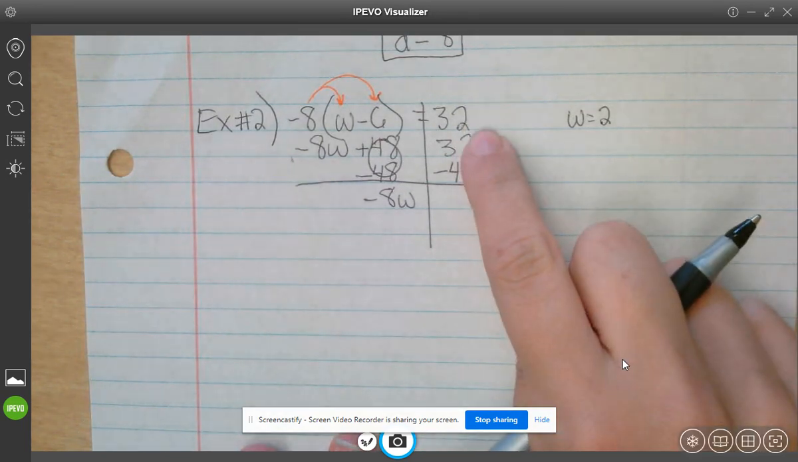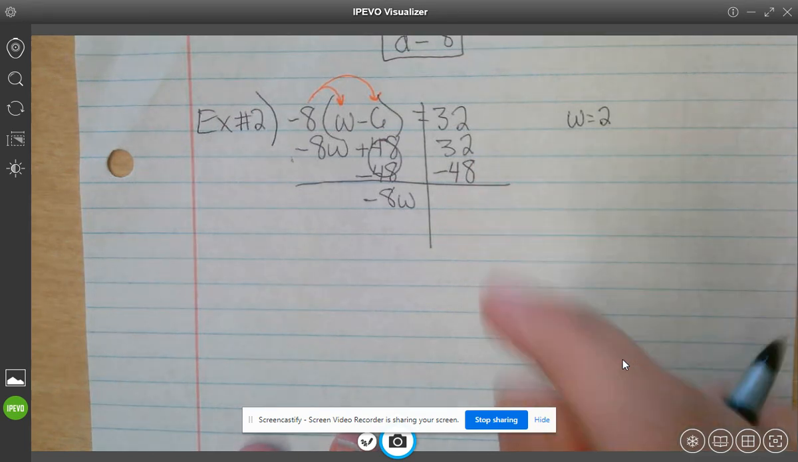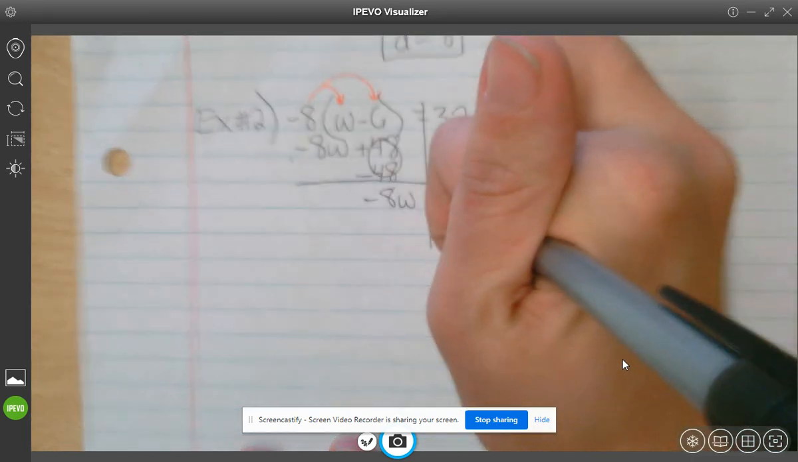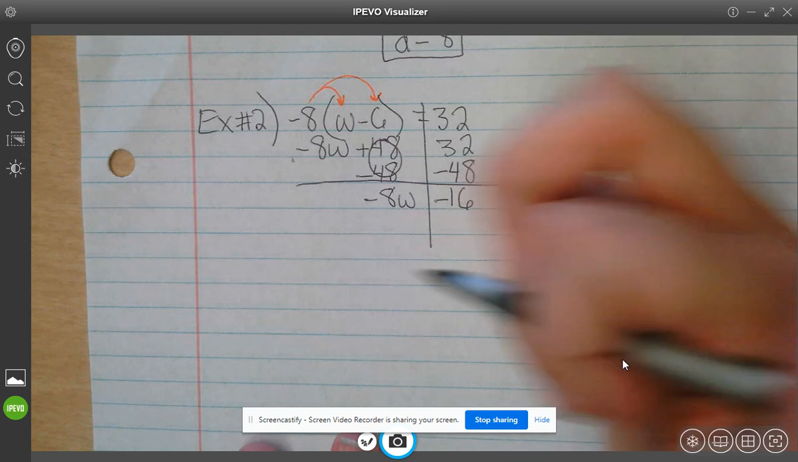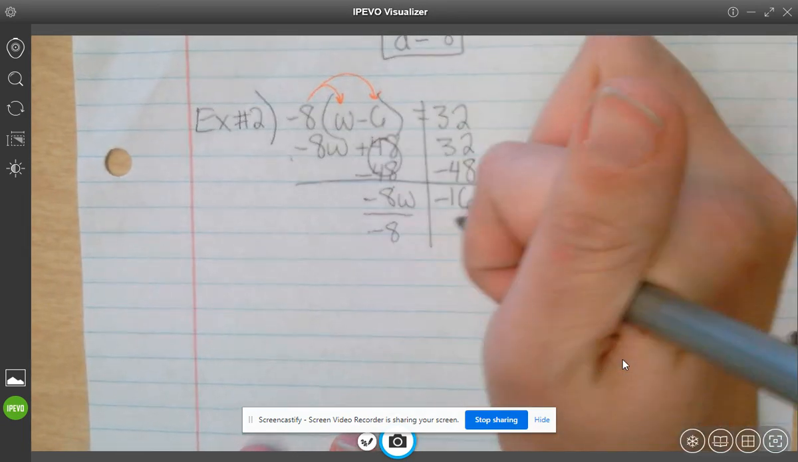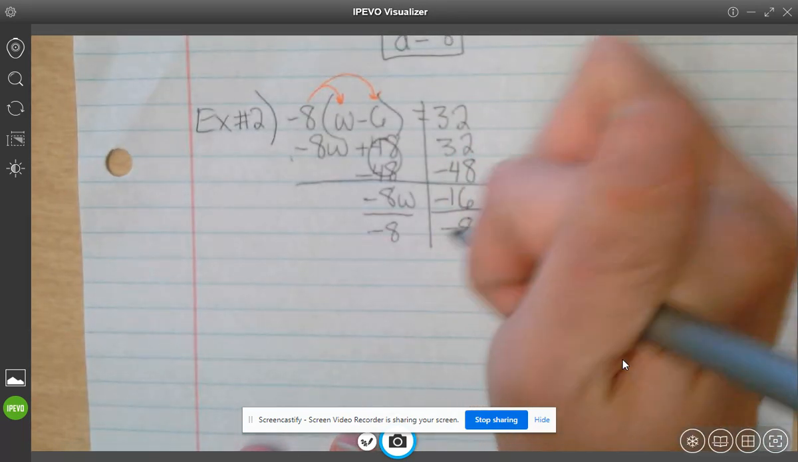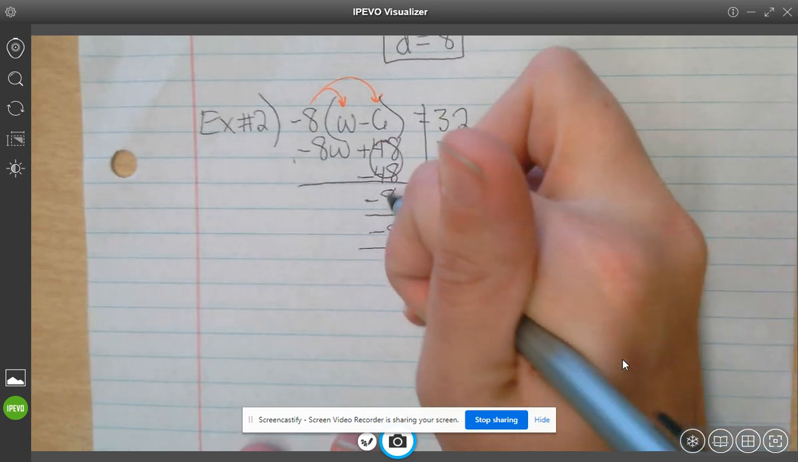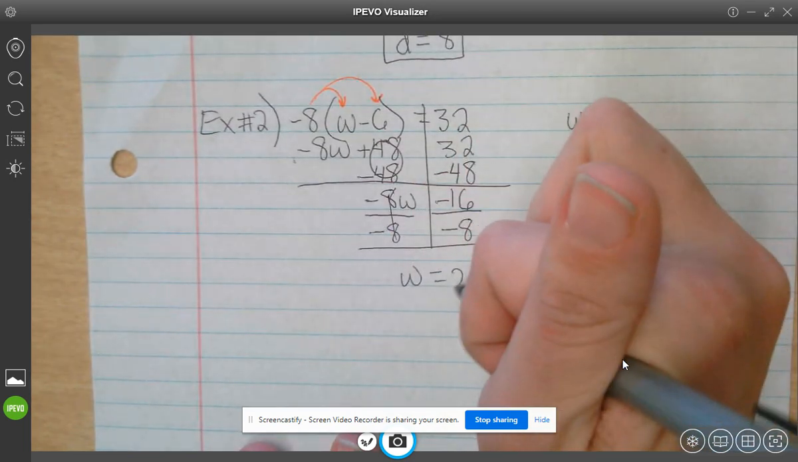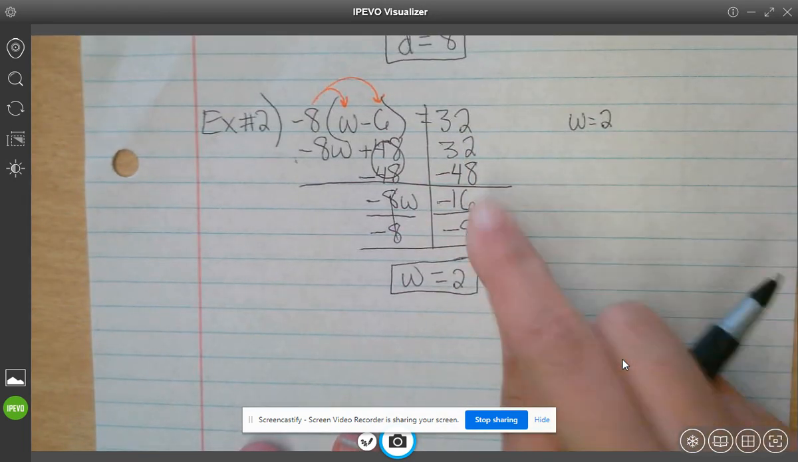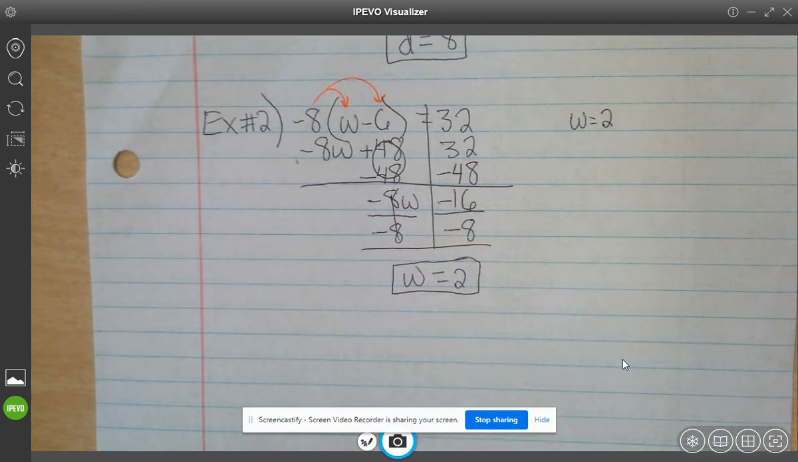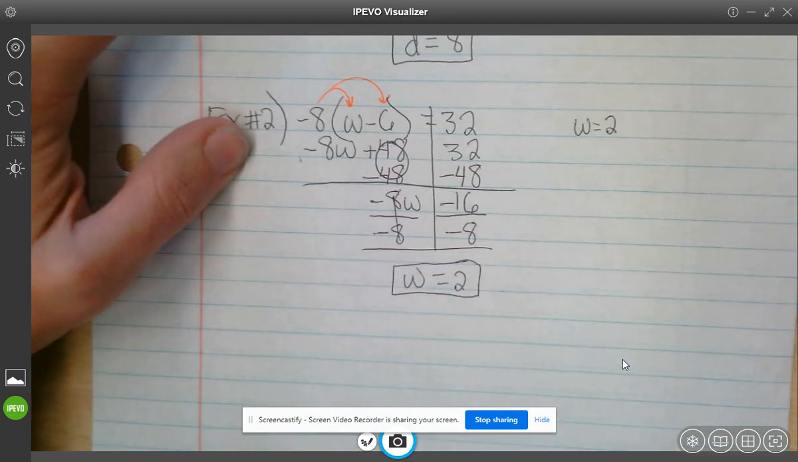And then if I type in 32 minus 48 in my calculator, I get -16. Last step is to divide by -8. Reset. That leaves me with just W equals 2. Negative divided by negative gives me a positive. Okay, so that is example 2.